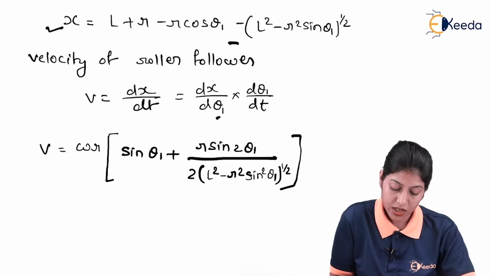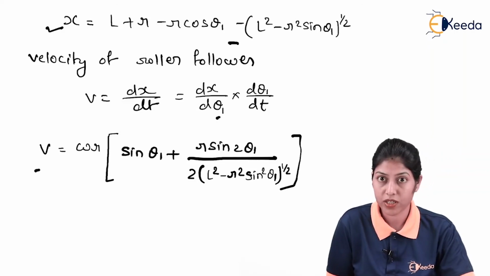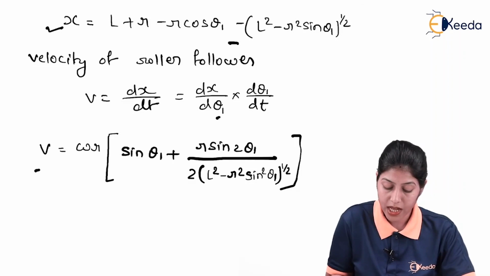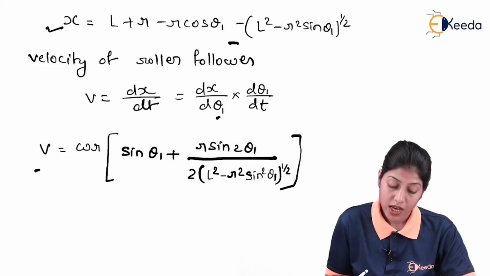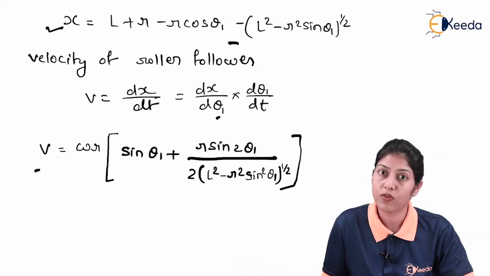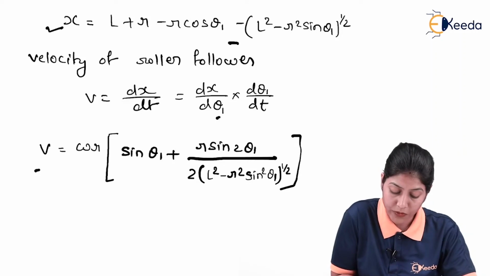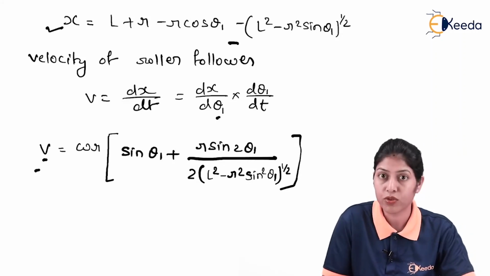So here is the final equation of the velocity. After simplification, we will get this final equation of velocity for the second condition: omega r into sine theta 1 plus r sine 2 theta 1 by 2 L square minus R square sine square theta 1 to the power 1 by 2. So this is the equation of velocity. Now again, if we want to define the equation of acceleration, so we will differentiate this velocity with respect to time.